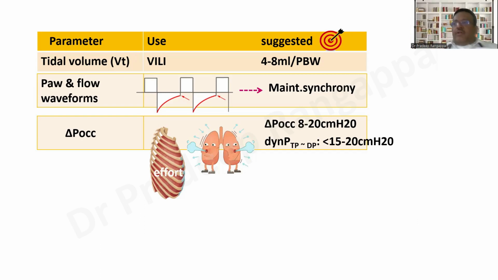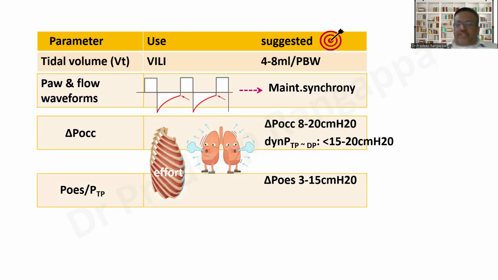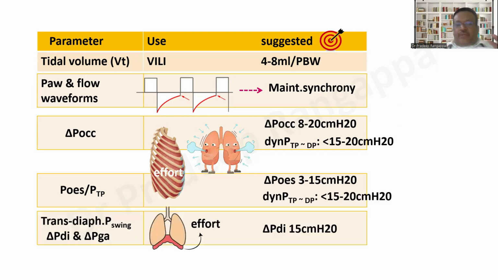It's easy for you because you know driving pressure has to be less than 15. Most other pressures, whether you call it transpulmonary driving pressure, or esophageal pressure, or transpulmonary pressure, in a very simplified format for all the trainees, should be around 15. So if you remember the number 15 to 20, it should be around that range. And dynamic transpulmonary driving pressure also should be less than 15 to 20.